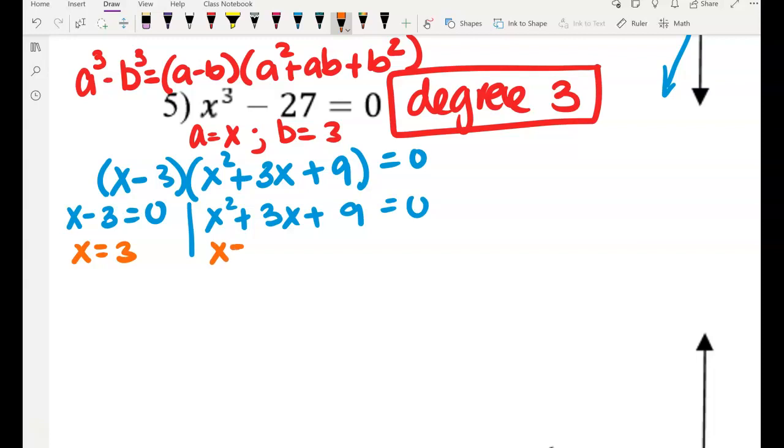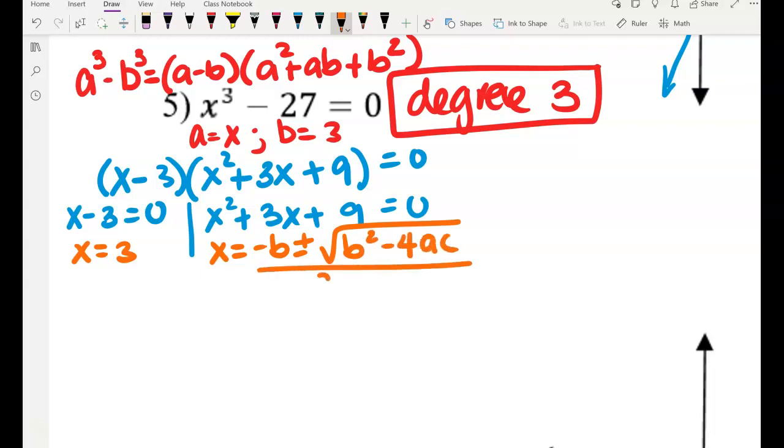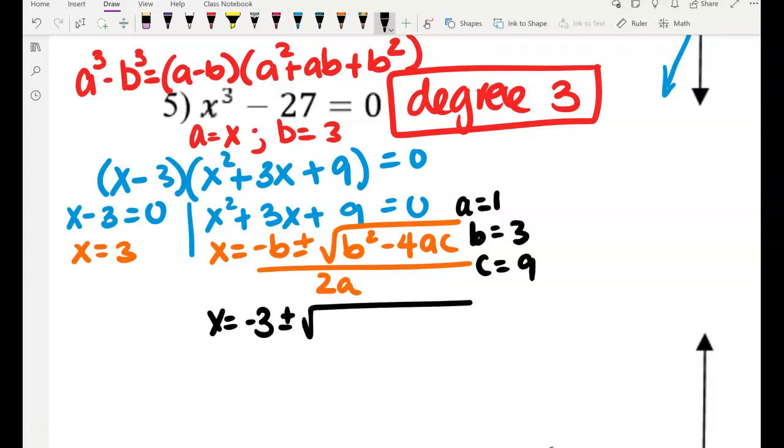All right, the quadratic formula says x equals negative b plus or minus the square root of b squared minus 4 times a times c, all over 2 times a. Okay, well, here we go. A, b, and c. Let's list them out. What's a? 1. What's b? What's c? Yep, let's use it. X equals negative 3 plus or minus. What's 3 squared? 9 minus 4 times a is 1, c is 9, all over 2 times 1.